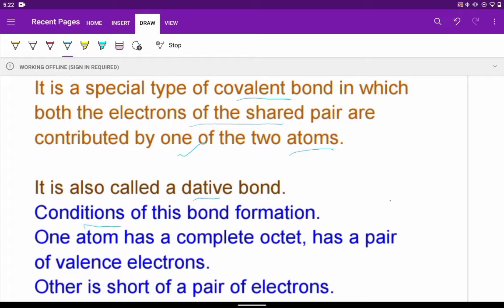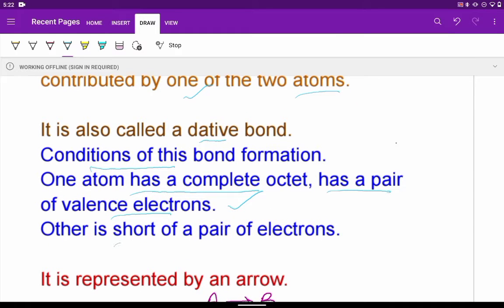Now we have to look into the conditions which are required for this bond formation. The atom which is going to give the electron pair should have a complete octet, and also it should have a pair of valence electrons so that it can contribute this pair. And the acceptor atom, the one which will accept, should be short of a pair of electrons, then only it can gain the electron pair.